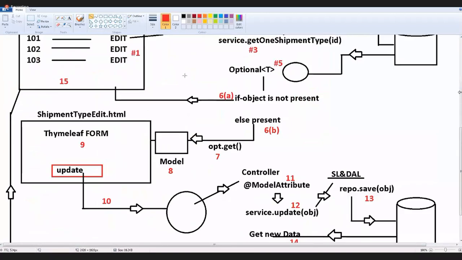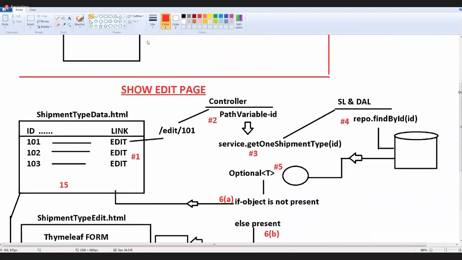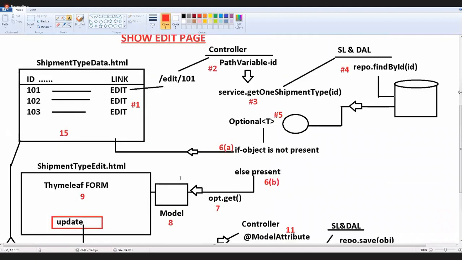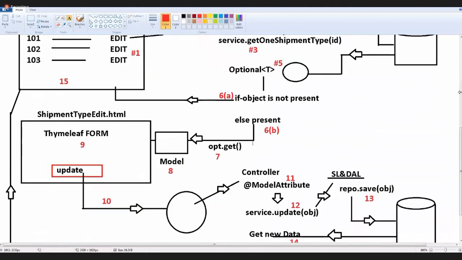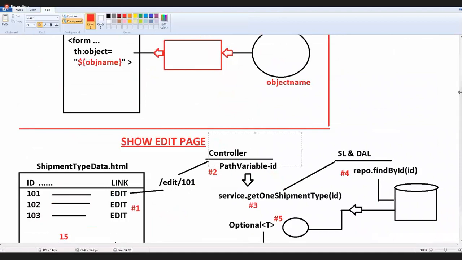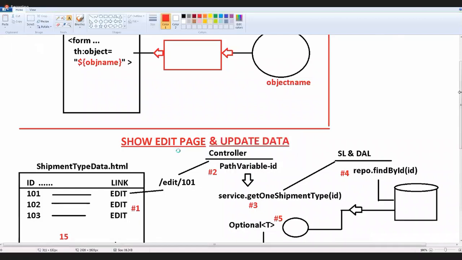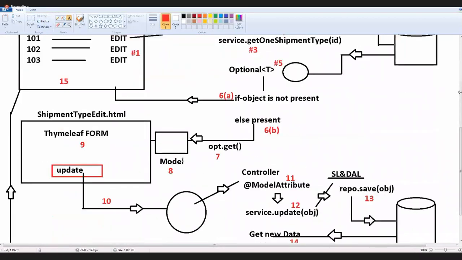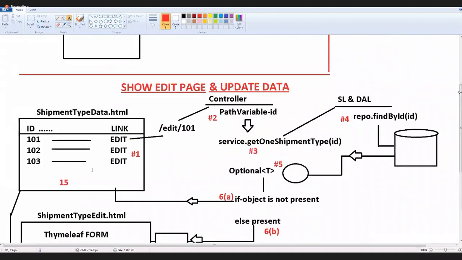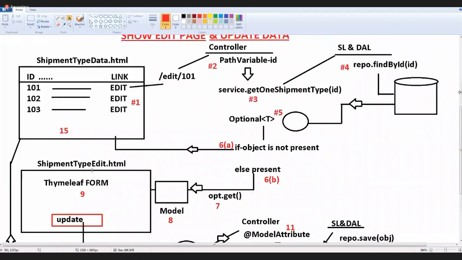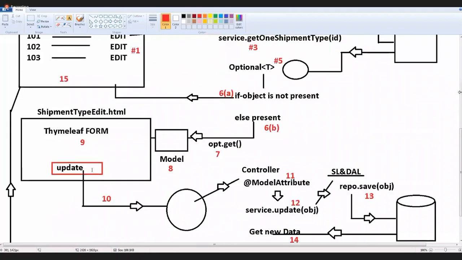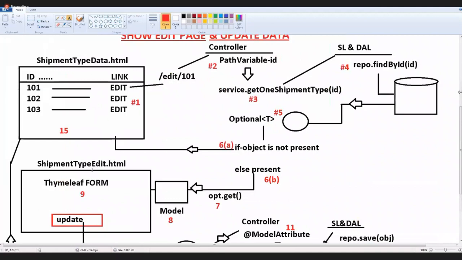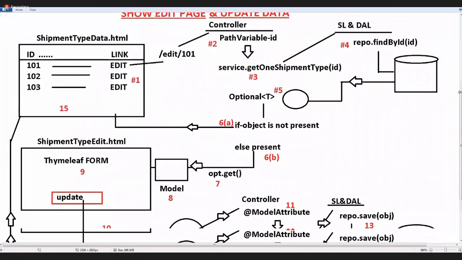I'm just revising for a second. It's a show edit page, and here it's a do update, and update data. It's two stages. Show edit up to 9. Do update, 10 onwards up to 15. Okay, 1 to 9 and 10 to 15 it is going to be. So these are the 15 steps, it's actually working here.